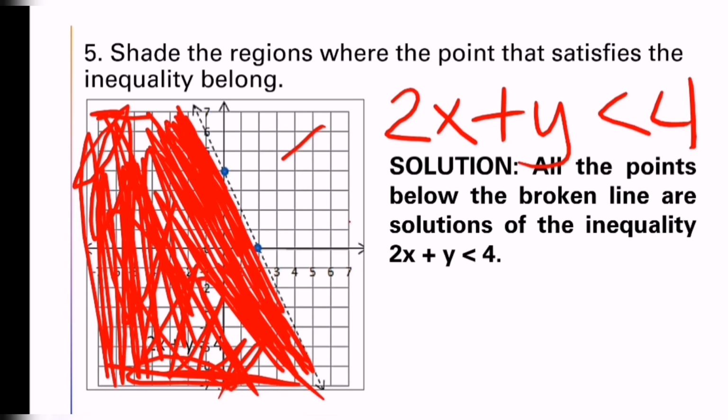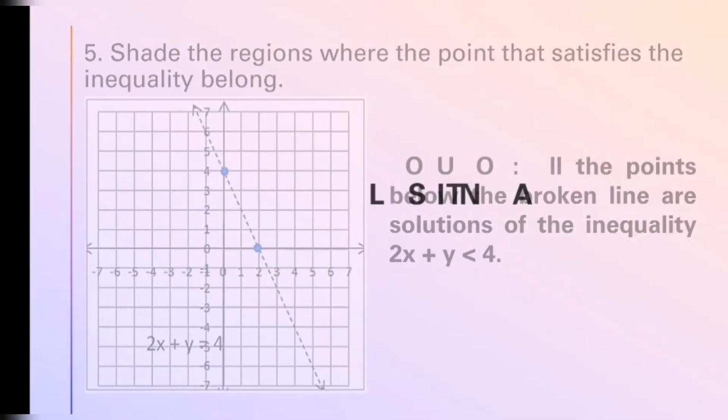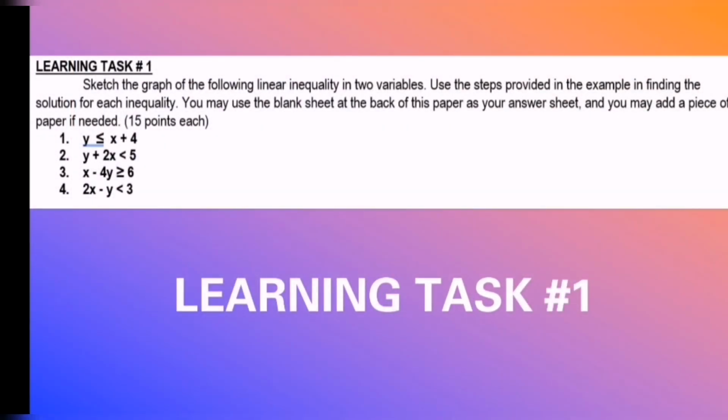Okay? So, I hope ito ay naintindihan nyo, kasi ang gagawin nyo sa learning task number 1 na kaisa-isang activity nyo for this week ay kagaya lamang din ng aking ginawa. Using the 5 steps in graphing the linear inequality in two variables, sketch the graph of the following linear inequalities in two variables. So, ganun lamang din. Sundan lamang yung steps na aking sinabi at yung steps na nasa inyong activity sheet. Okay, this one item is for 15 points.